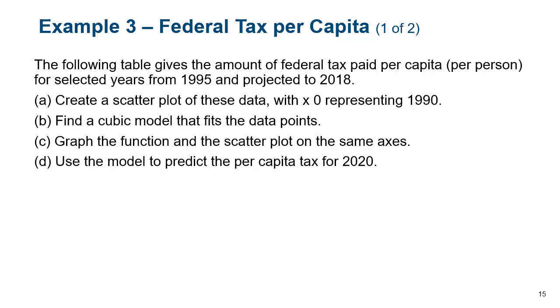The reason why we would start at 1990 is it just makes the numbers more intuitive, right? If we started at 95, then the year 1996 would be X equals 1. It makes more sense to start with X representing 1990, so therefore 1995 equals 5 and 1996 equals 6, right? So it just makes it a little bit more intuitive when you're looking at the graph. And so let's see if we can find a cubic model that fits it, graph the function, and then use it to predict.